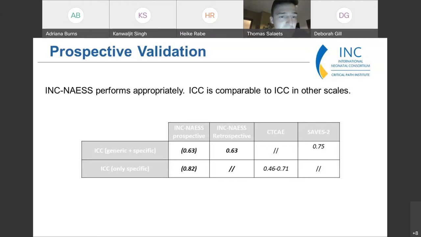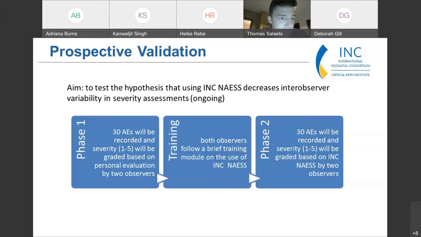So in the prospective validation, I already mentioned that there's also a training phase with a pre-phase and a post-phase. One of the very nice questions is also to see whether having such a scale improves the inter-observer variability and severity assessments, compared to what we've done previously over the last few years, grading adverse event severity without any guidance. So it would actually be nice to see if our work matters. We hope so, of course.